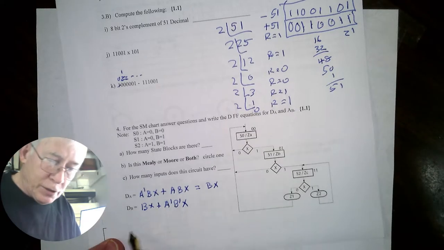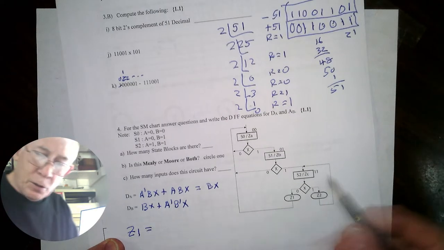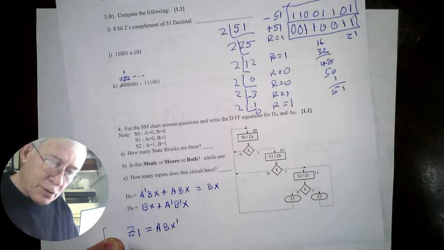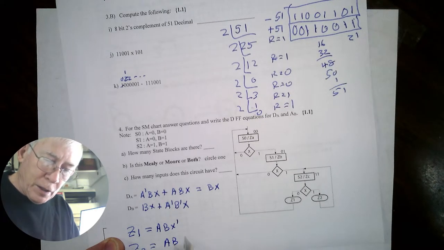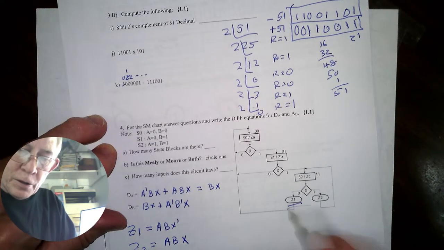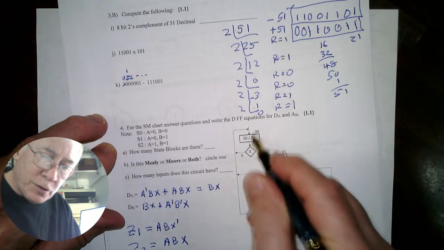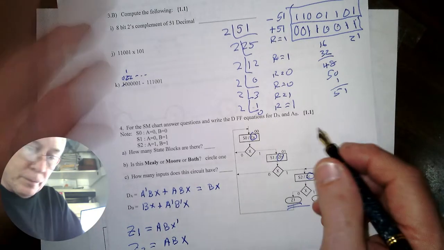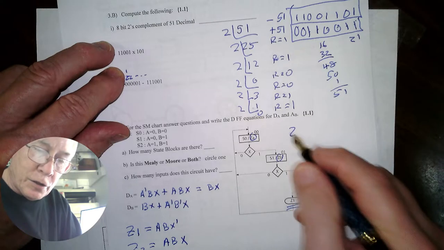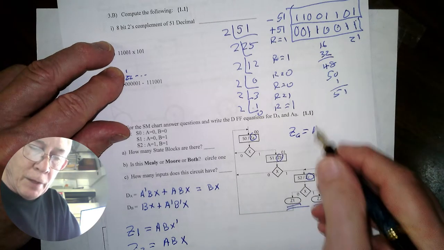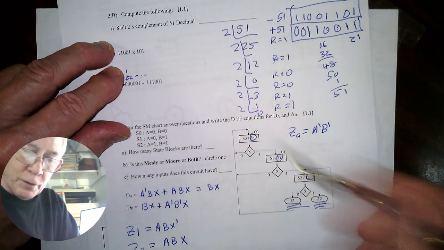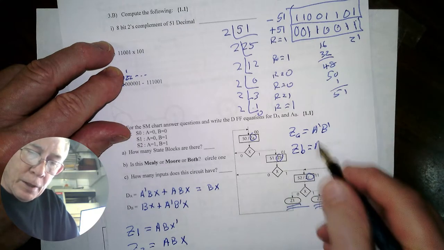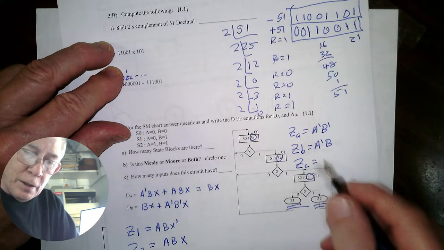And then the Z's are pretty easy. The Z1 is just going to be when we're in AB and X is 0, AB, X prime, and Z2 is just going to be AB, X. Remember, these are Mealy outputs, and then these are just associated with the states, ZA, ZB, ZC, and those are simple. So ZA is just going to equal the state, A prime, B prime, since it only appears here. If it appeared other places, we'd have to add those. ZB is just going to be here, A prime, B, and ZC is just going to be AB.